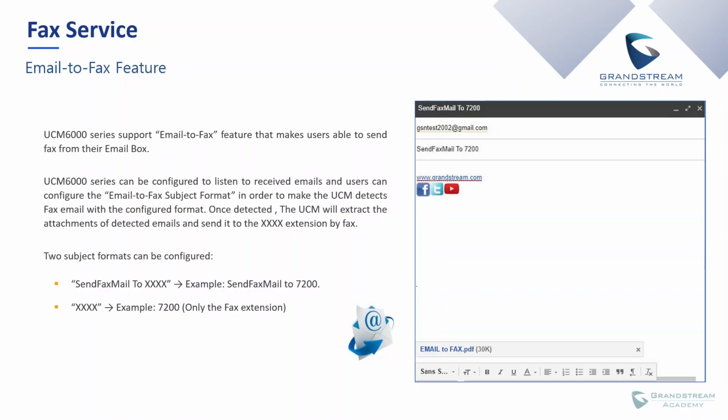Please note that you have to write it exactly as it's written on the screenshot, and please keep in mind that it's case sensitive. So the subject would be Send Fax Mail to 7200, which is basically the extension that we want to send the fax to. The UCM will extract the attachment of detected emails and send it to the extension by fax whenever an email with a similar subject is detected. And you can also configure the UCM to detect the fax email when sending an email with only the fax extension in the email subject.